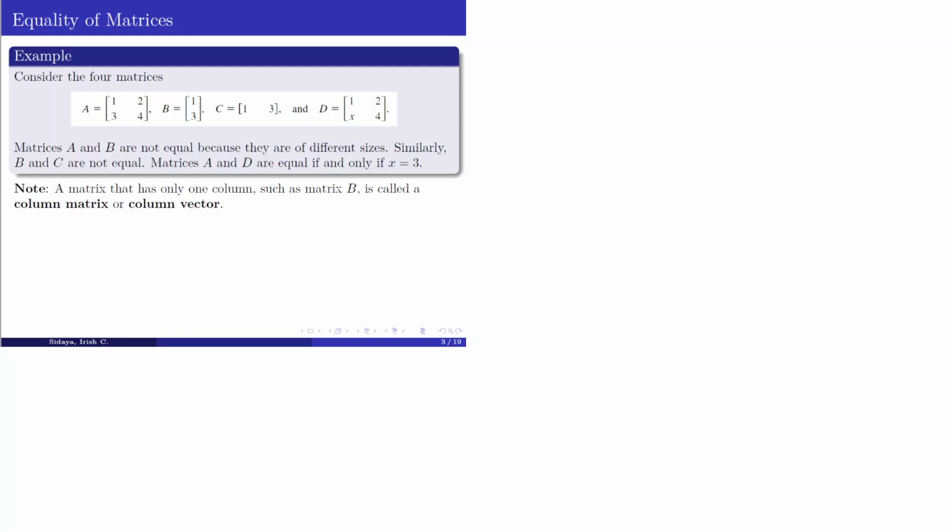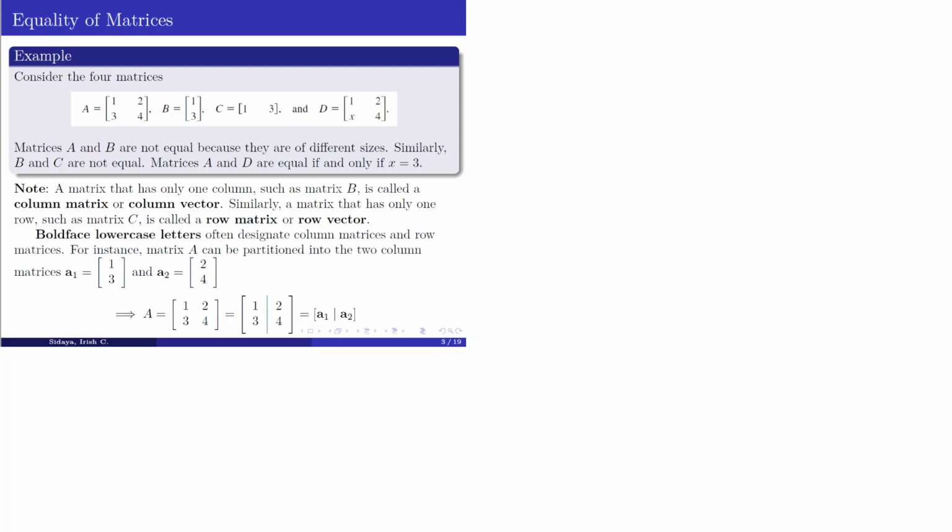Next, we take note of the term column matrix or column vector, which refers to a matrix that has only one column. An example of which is this matrix B. Moreover, a matrix that has only one row is called a row matrix or row vector, such as this matrix. We have matrix C. Boldface lowercase letters often designate column matrices and row matrices.